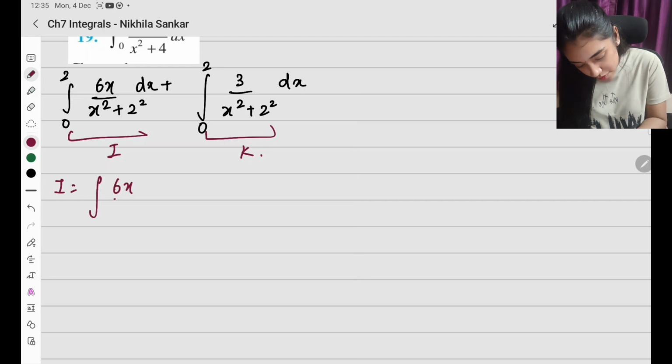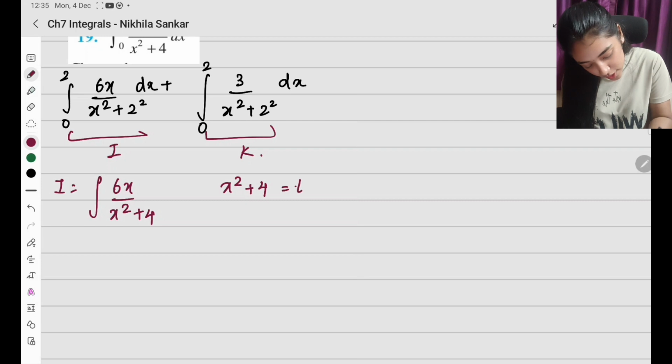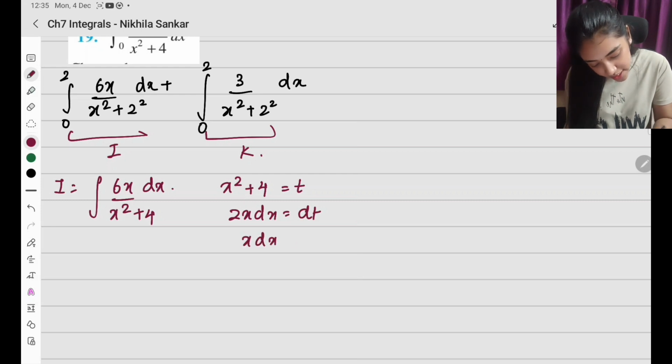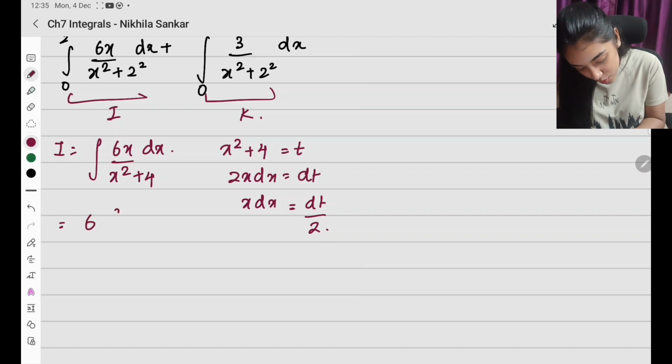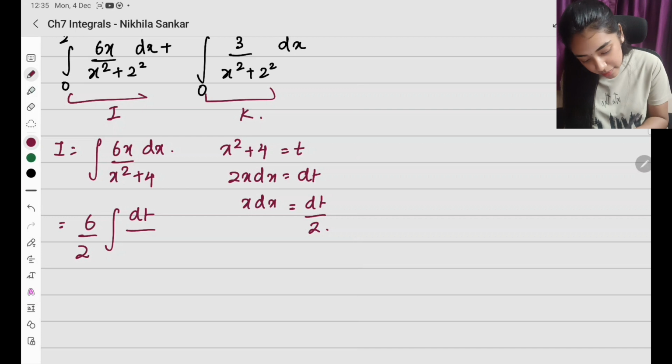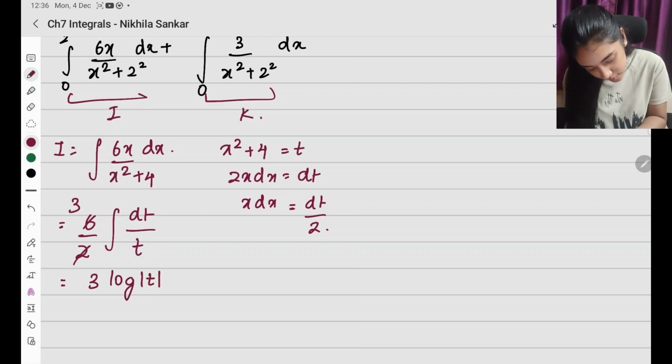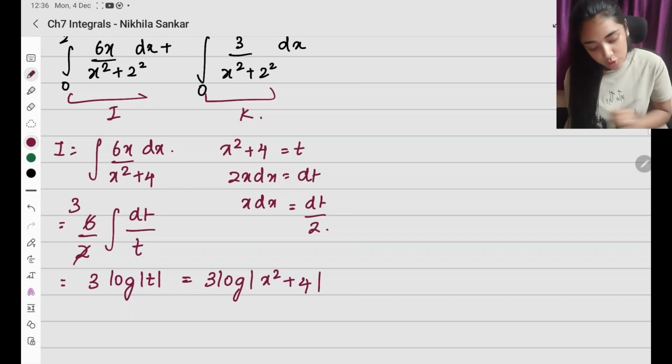Substitution. So integral of 6x divided by x square plus 4. Taking x square plus 4 equals t, 2x dx equals dt. I have 6 dx here, so we can just write x dx equals dt divided by 2. So when I substitute, I can take the 6 outside. Integral of x dx is dt divided by 2, divided by x square plus 4 which is t. When I simplify this, this gets cancelled. So I have 3 times log mod t, which is 3 times log mod x square plus 4. So this is my I term.